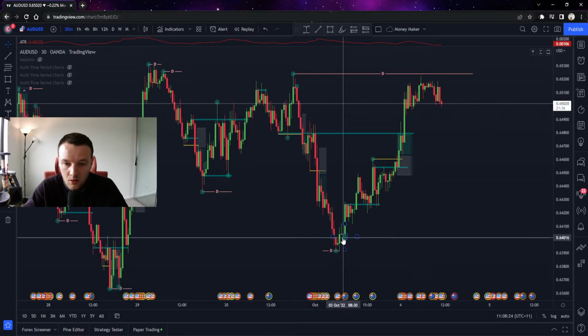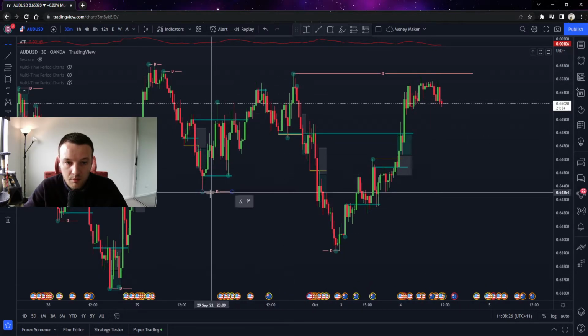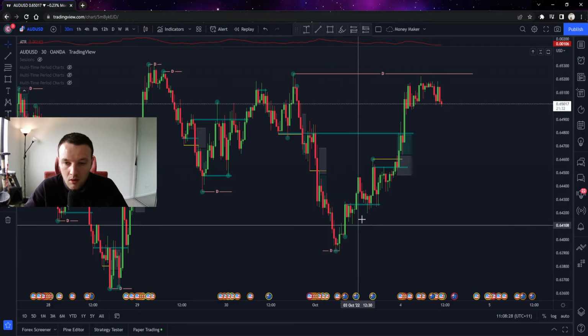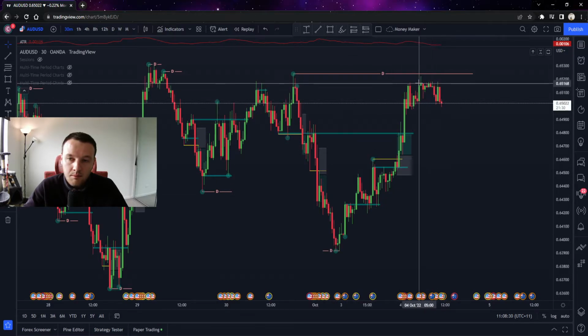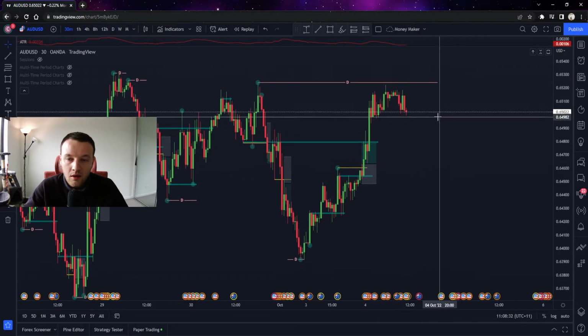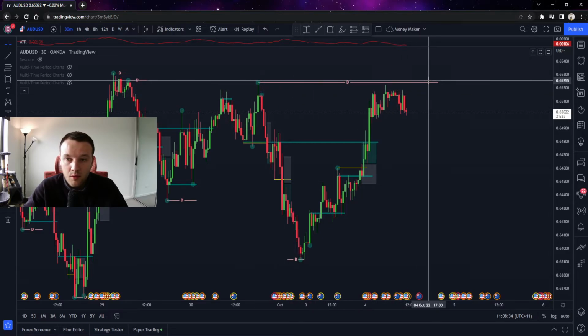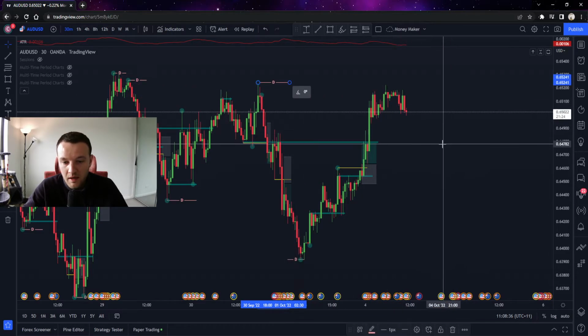So we've made a low. We've broken the previous lows right here. We've made a lower low. And then we haven't made a higher high. We've made a lower high, right? We haven't broken that daily high. So this is still very much bearish.